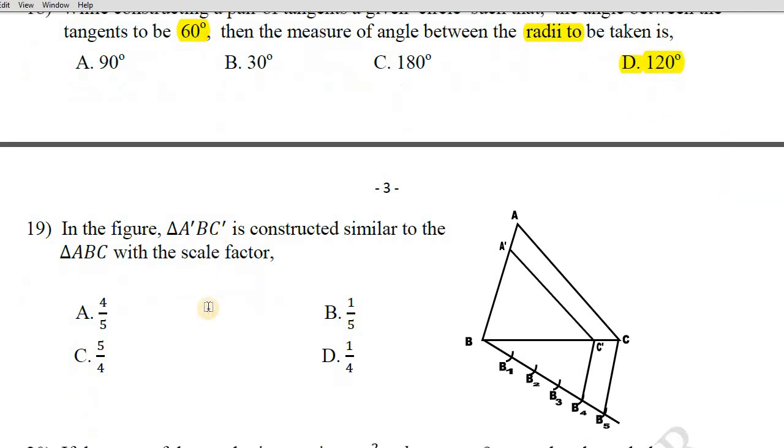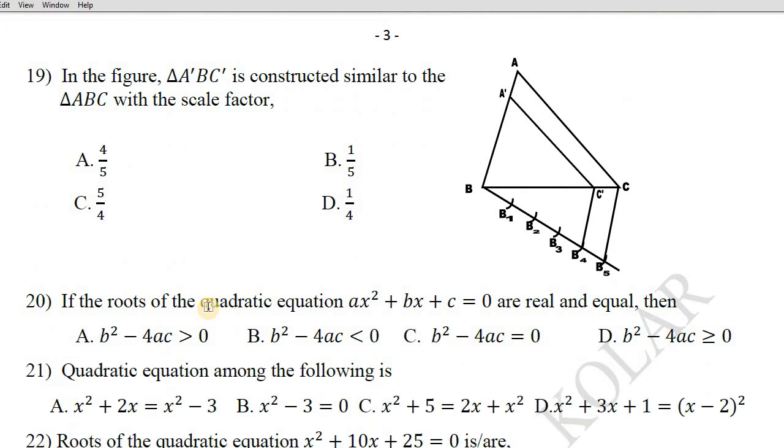Option D is right. Next, let us take question number 19. Children, in the morning Davangere district question paper, I have explained this question number 19. The same question they have asked here. In the figure, the triangle A'BC' is constructed similar to the triangle ABC. Means first triangle ABC is constructed, then triangle A'B'C' is constructed.